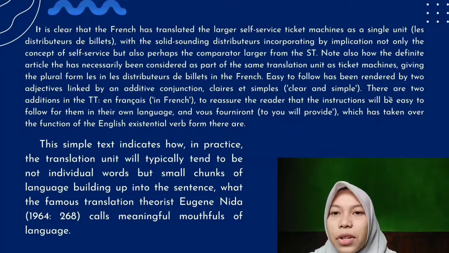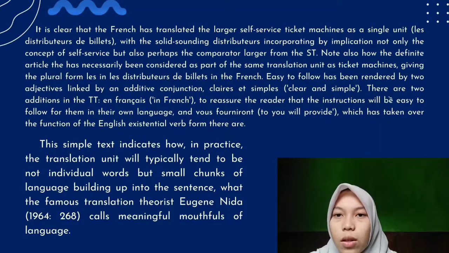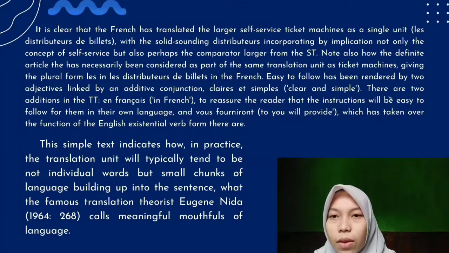It is clear that the French has translated the larger self-service ticket machines as a single unit, les distributeurs de billets, with the word distributeurs incorporating by implication not only the concept of self-service but also perhaps the comparative larger from the ST. Note also how the definite article has necessarily been considered as part of the same translation unit as ticket machines, giving the plural form les in les distributeurs de billets in the French.